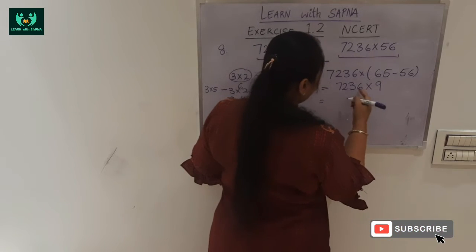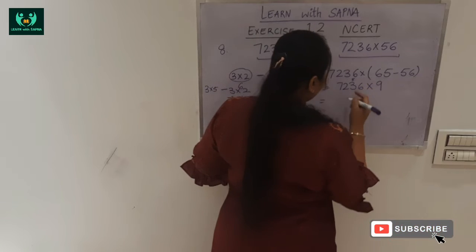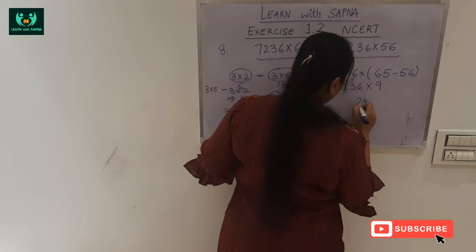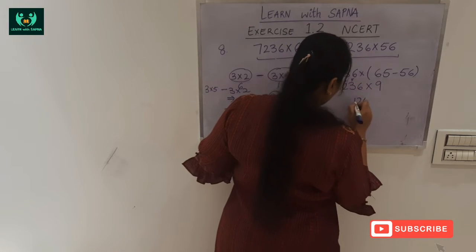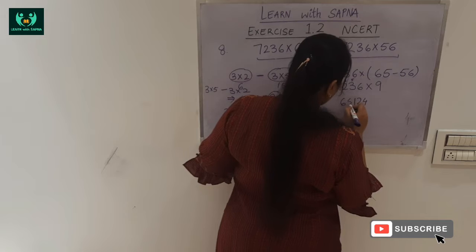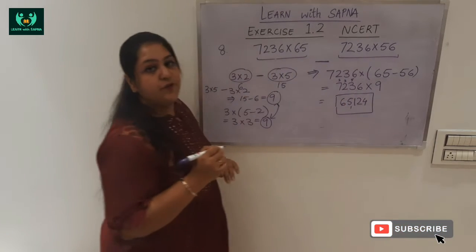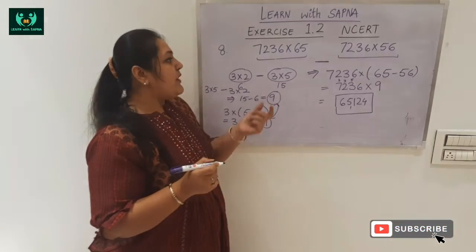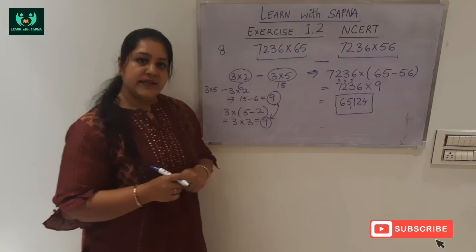Simple multiplication: 7 9s are 54, 9s are 27 and 5 is 32, 9 is 18 and 3 is 21, 63 and 2 is 65. So 65,124 is the difference that would happen if it multiplied by 65 instead of 56.